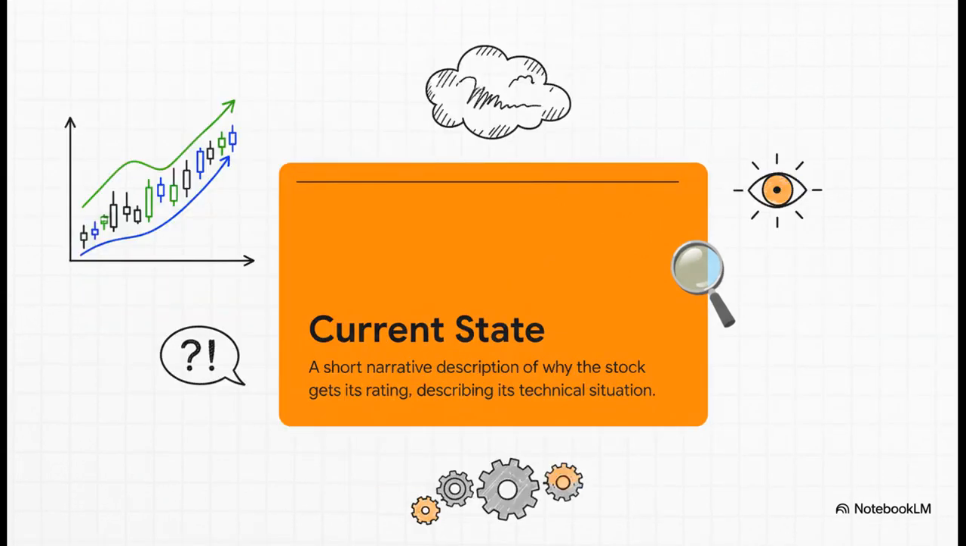Okay, now this is where it gets really interesting. The current state column is the story behind that number. It's a short little description that tells you why a stock has the score it does. This is all the context, and honestly, it is absolutely crucial.